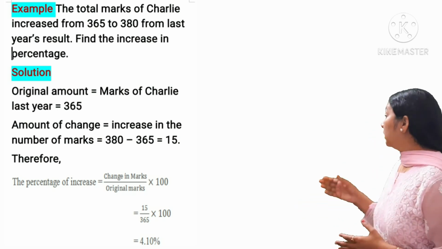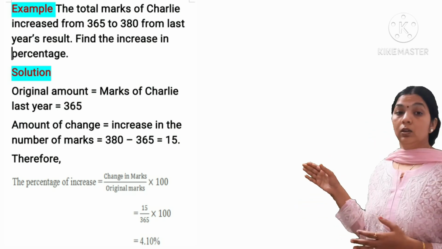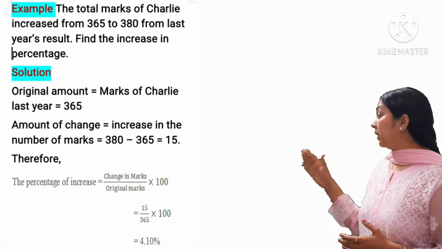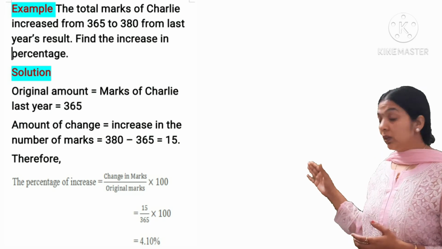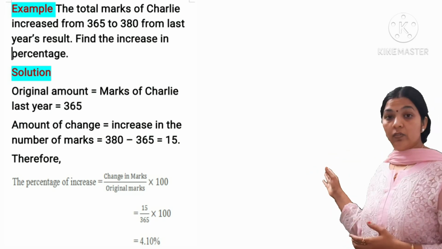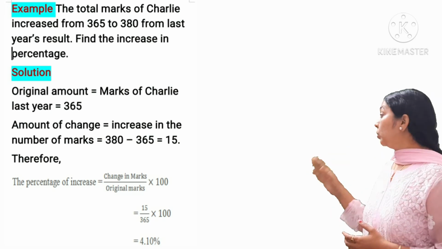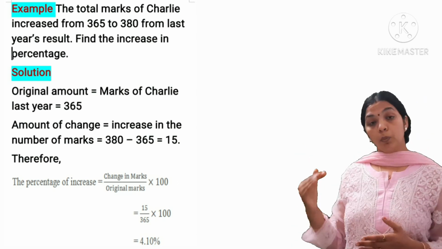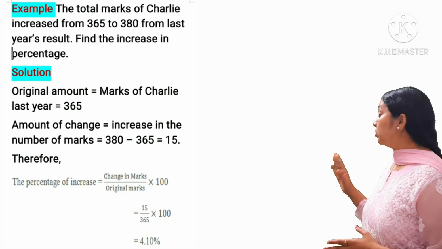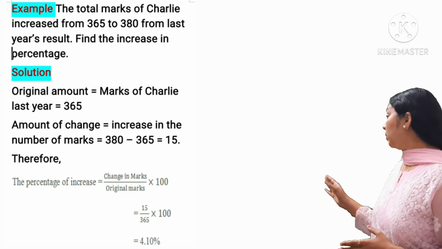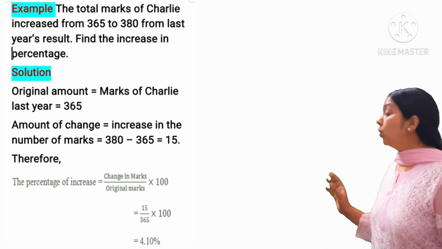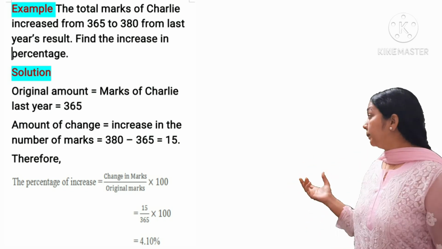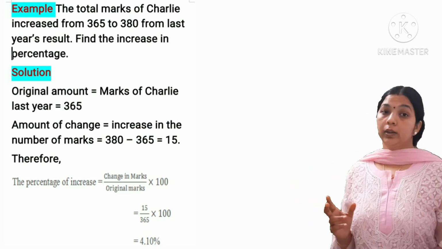So here the original marks of Charlie is 365. Increase in marks is 380 minus 365, that is 15. So therefore percentage increase in Charlie's marks would be 15 upon 365 into 100, and this is equal to 4.10%. So this is how we can calculate the percentage increase or decrease.